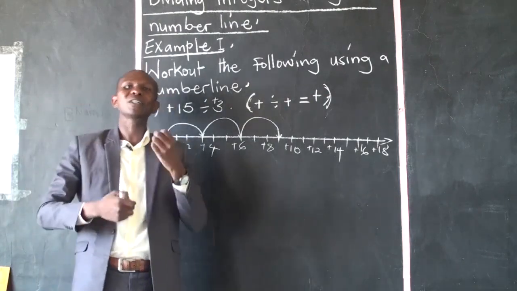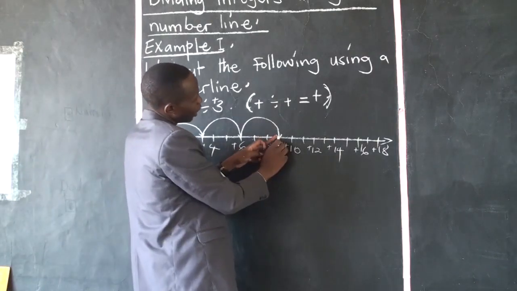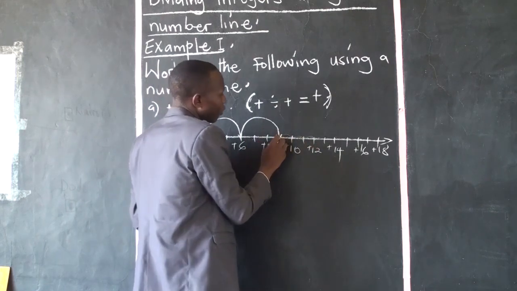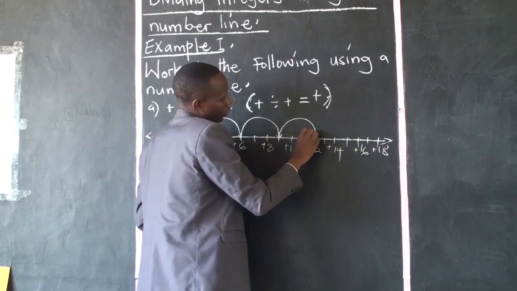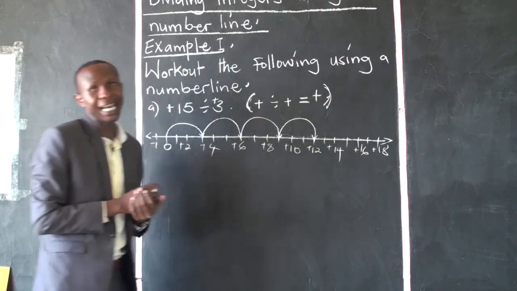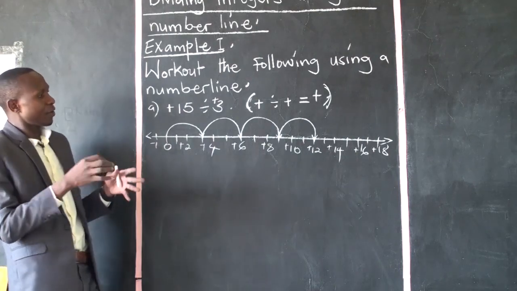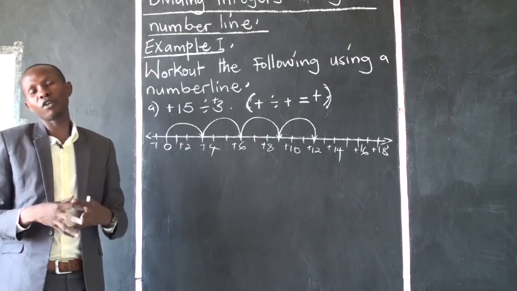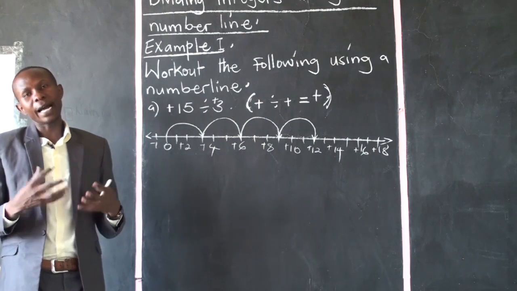So from 9, I'm going to add 3 more steps ahead. From 9, I will say 1, 2, 3, meaning that I'll come up to 12. So from 9, I'll move up to 12. That is another interval. The number of intervals obtained from 15 will be the answer.